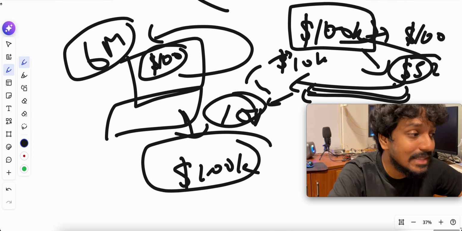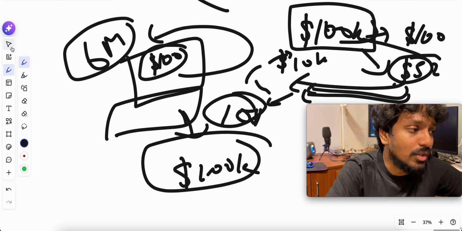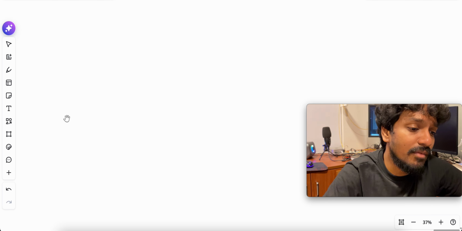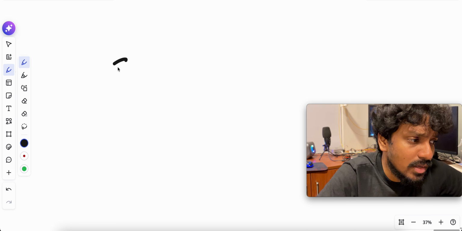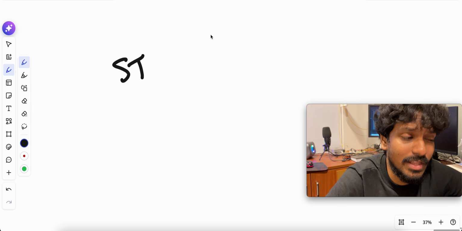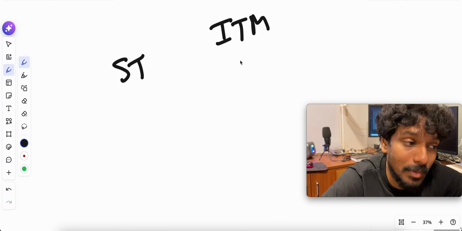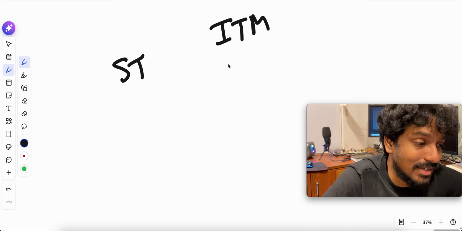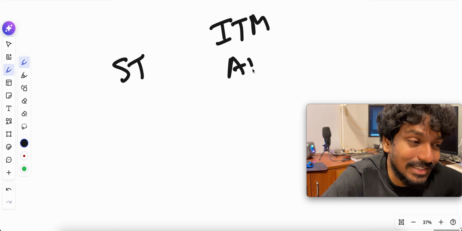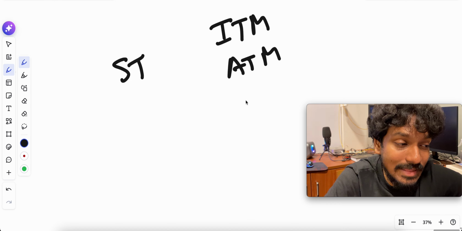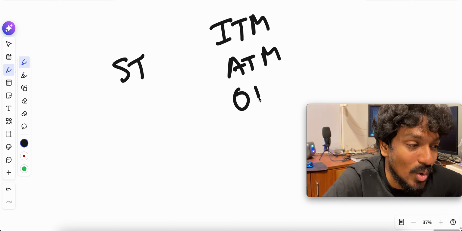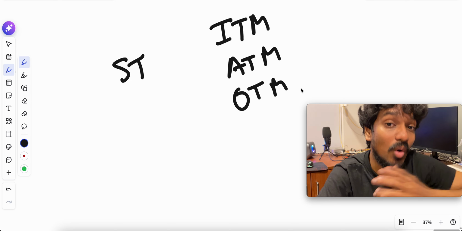If you connect this inside the market, a lot of things come in, which is nothing but the strike price. In choosing a strike price, there are a lot of things. One is ITM, which is in the money. Another one is at the money. And the last one is OTM, which is nothing but out of the money.